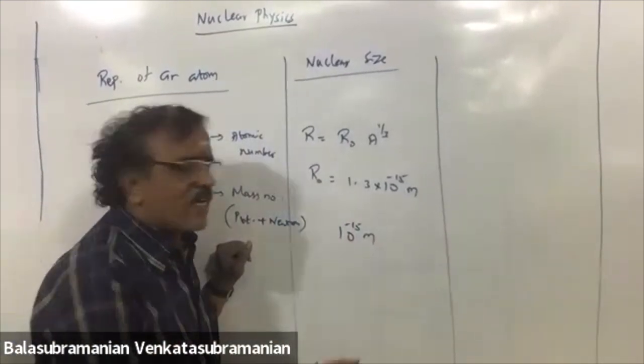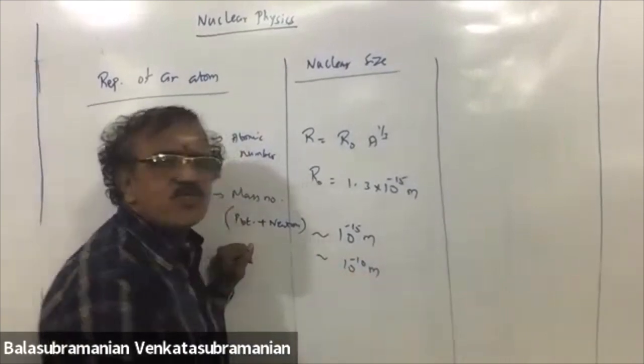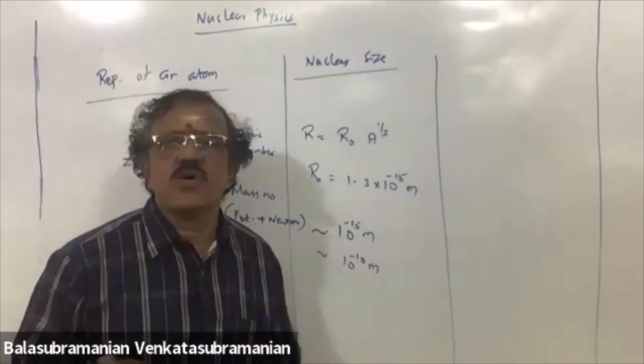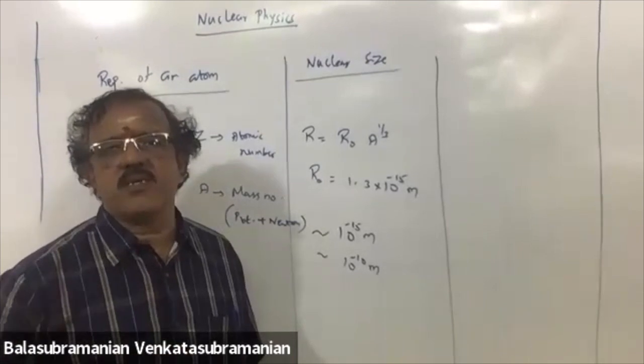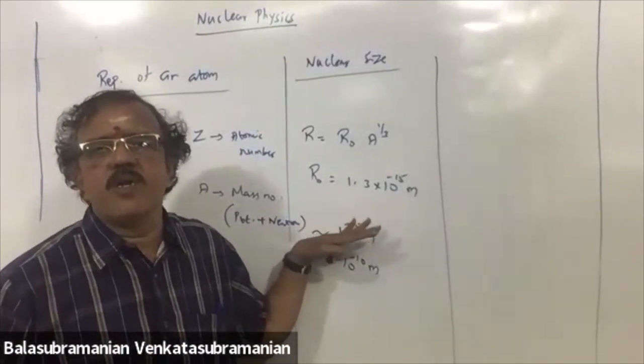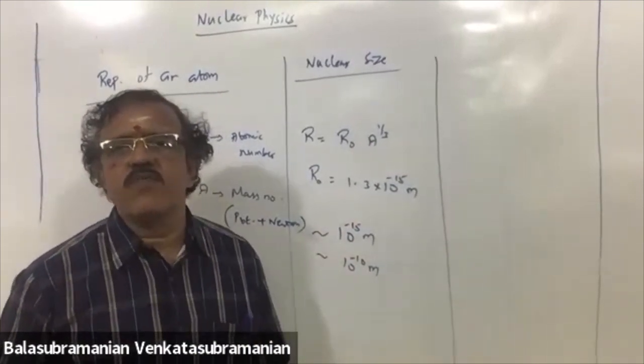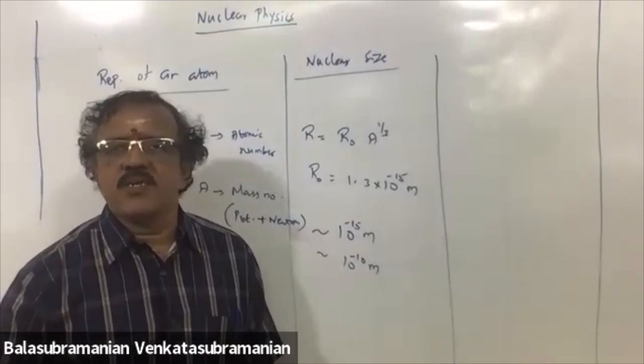Size of an atom is 10 power minus 10 meter, the Angstrom unit. Size of the nucleus is in the order of 10 power minus 15 meter.